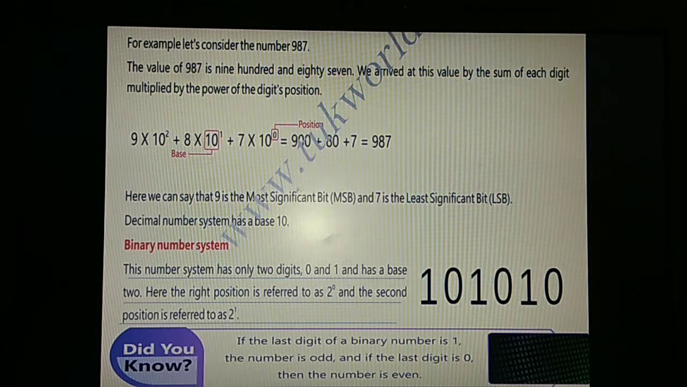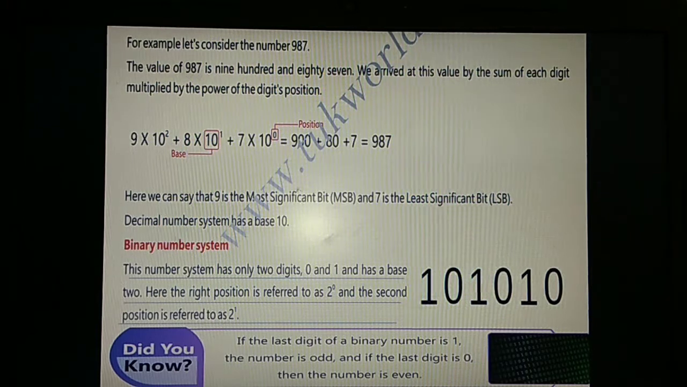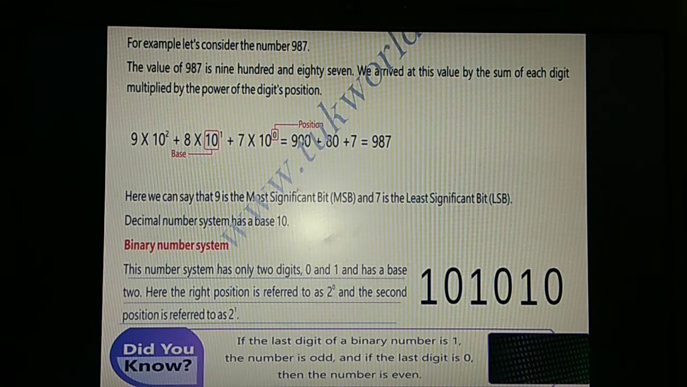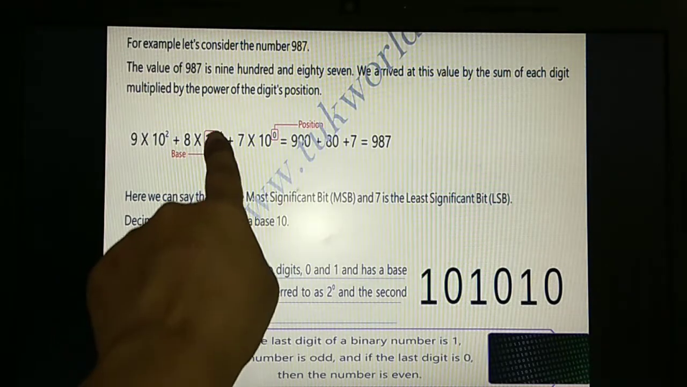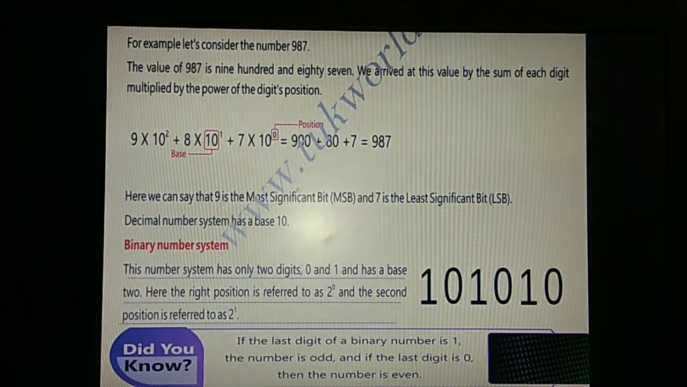987. We arrived at this value by the sum of the digit multiplied by the power of the digit's position. Okay, decimal number system means how many digits? It consists of 10 digits. So what will be the base? The base will be 10.